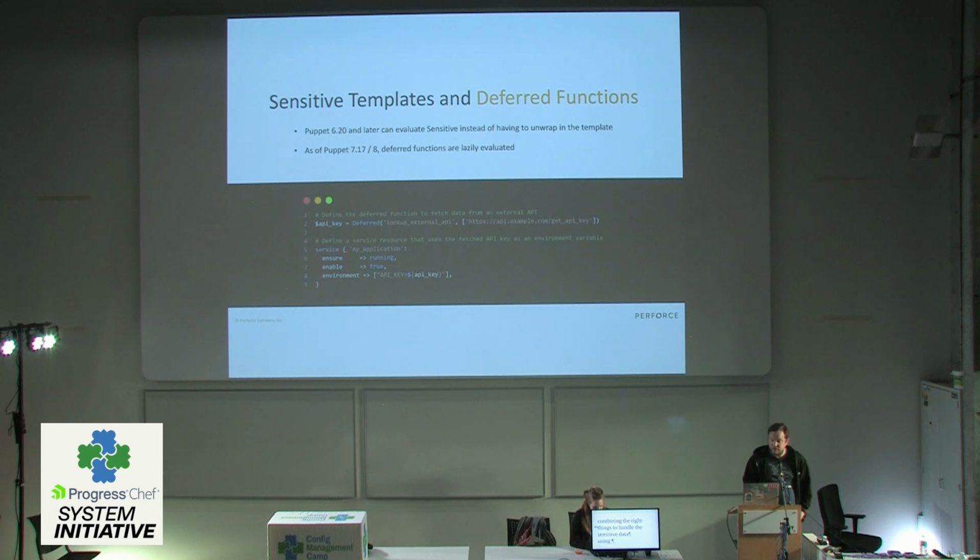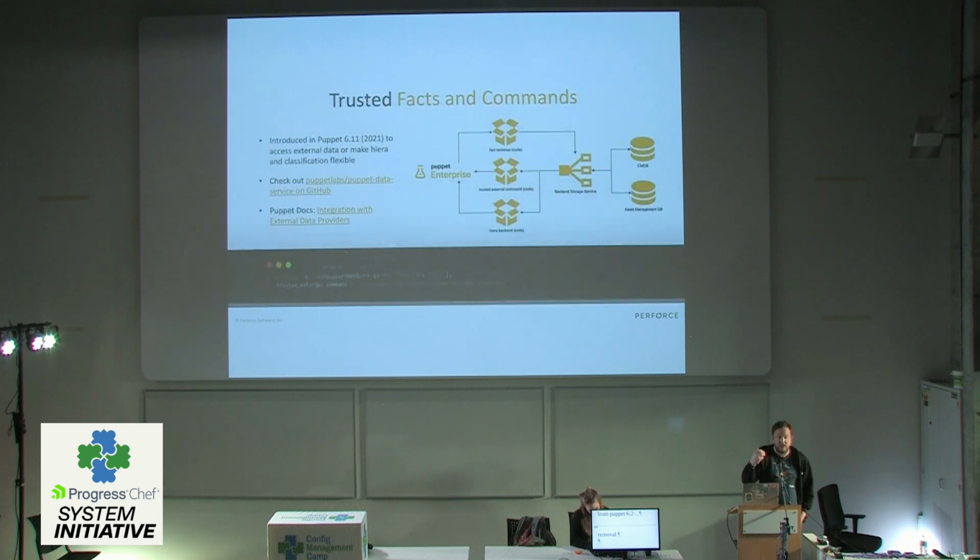And sensitive templates and deferred functions. So, from Puppet 6.2 and later, we can evaluate sensitive instead of having to unwrap in the template, so remove those unwraps. And, in Puppet 7.17 and 8, deferred functions can be lazily evaluated.